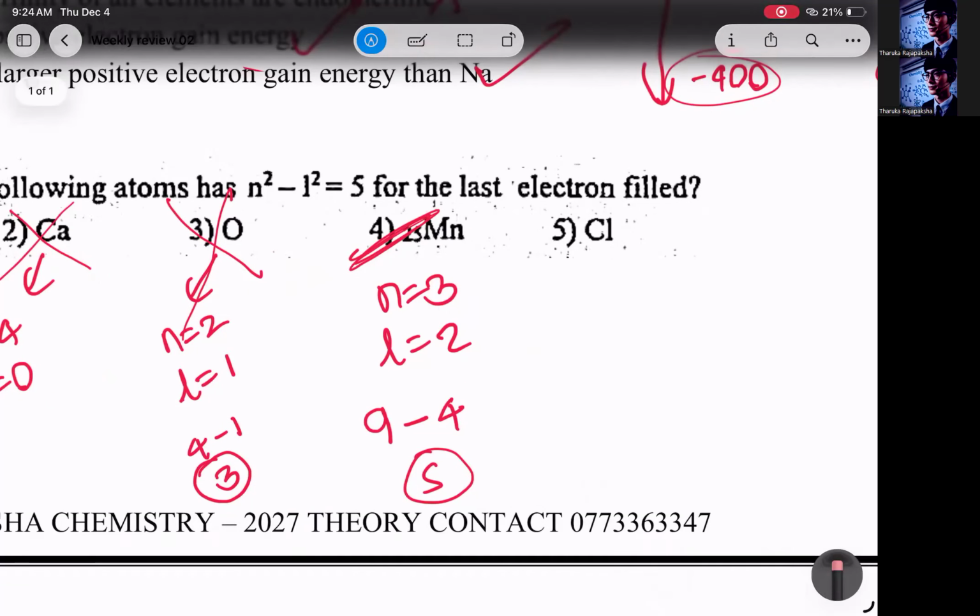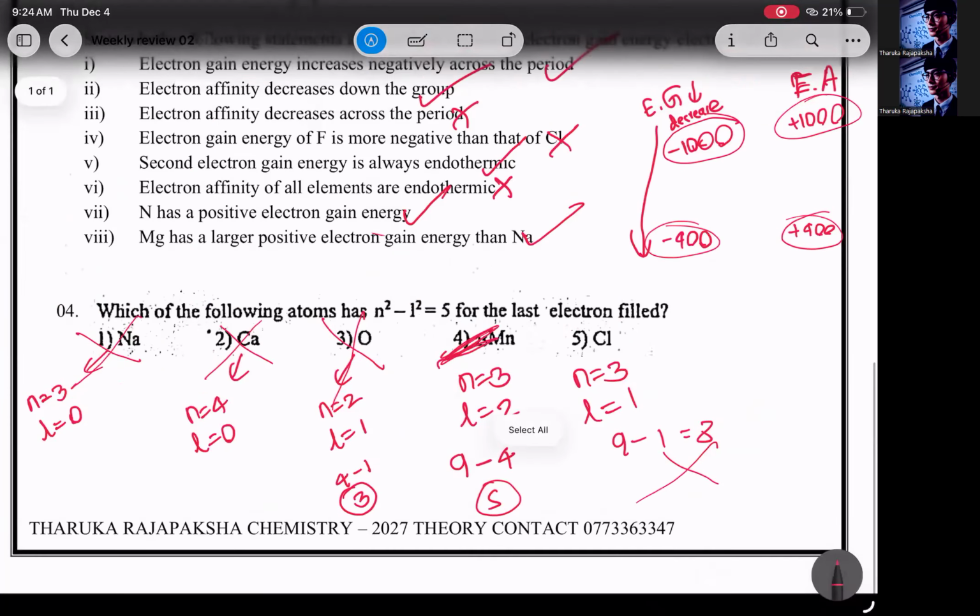Let's look at chlorine also. Chlorine belongs to the third period, so n equals 3, l equals 1. So 3 squared is 9, 9 minus 1 is 8, not an answer. So the answer is number 4, manganese. Right, so that's the MCQ training session.